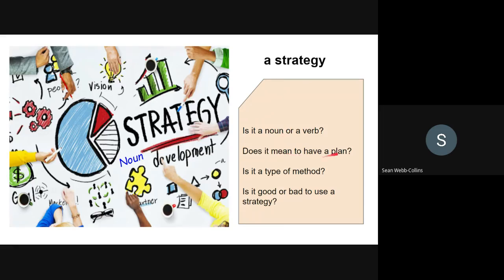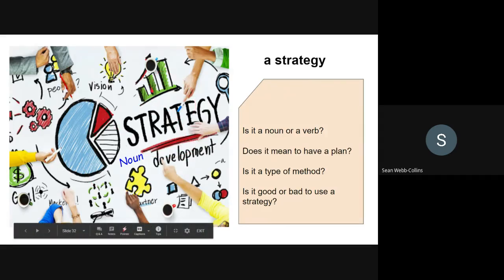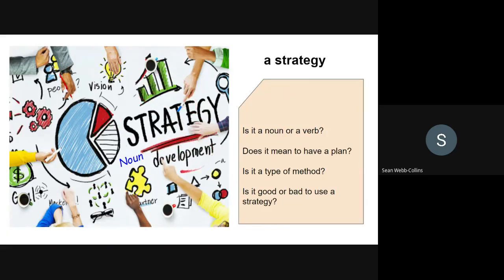Does it mean to have a plan? Yes, it does. If you have a strategy, it means you have a plan or a method to do something. I'm sure lots of you have different learning strategies to learn English. And is it a type of method? Like we said, yes. A plan or a strategy can be a method to do something.